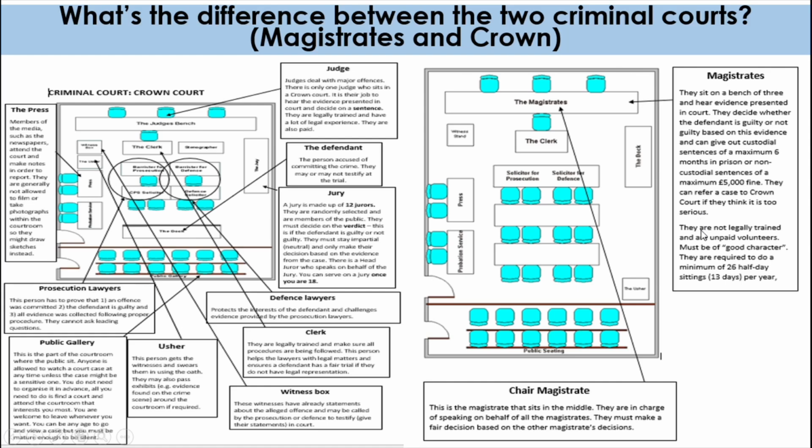They can refer a case to a Crown Court if they think it is too serious. They are not legally trained and are unpaid volunteers. They must be of good character. They are required to do a minimum of 26 half-day sittings per year. So this is 13 days in total over the year.